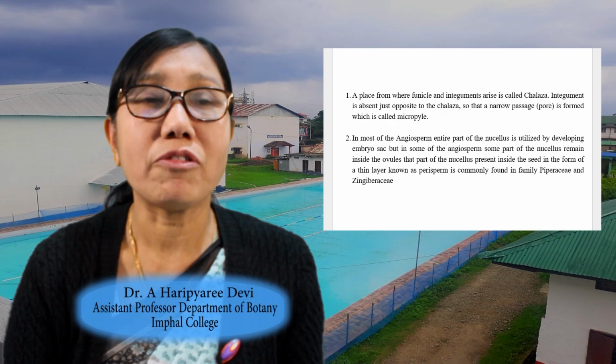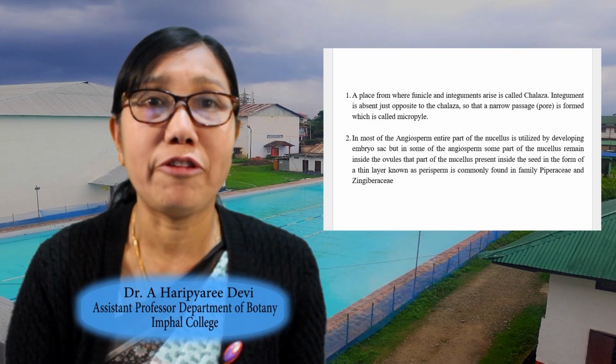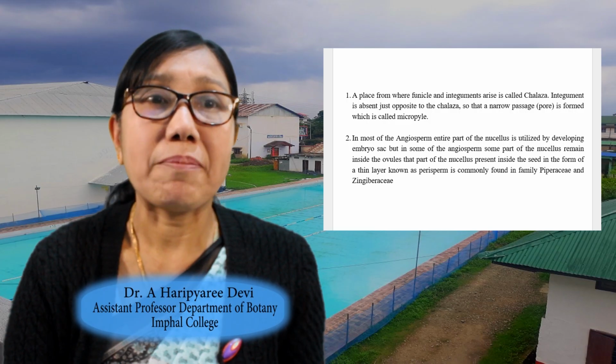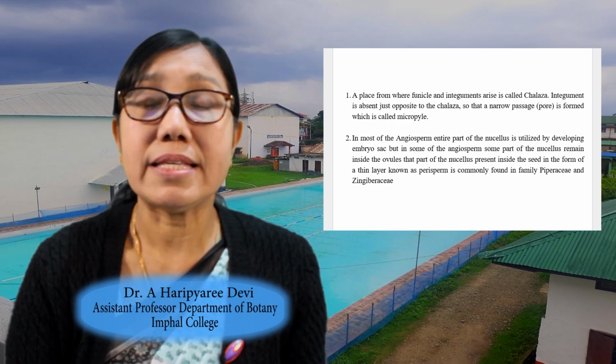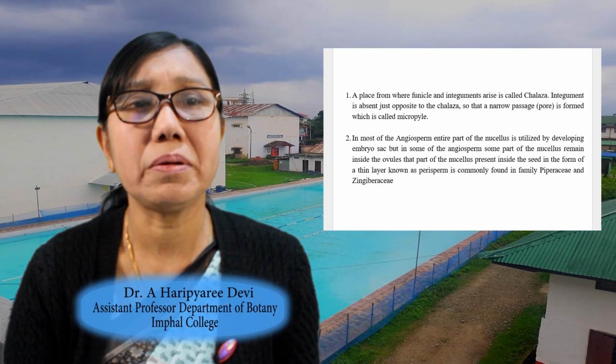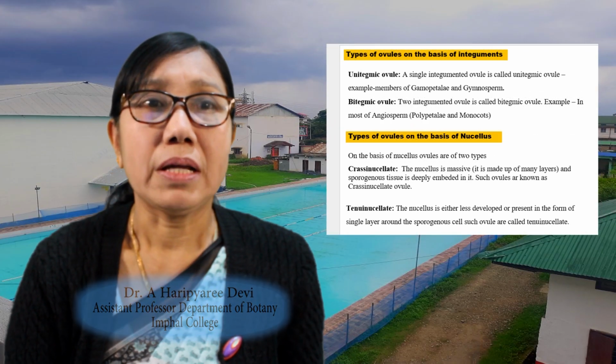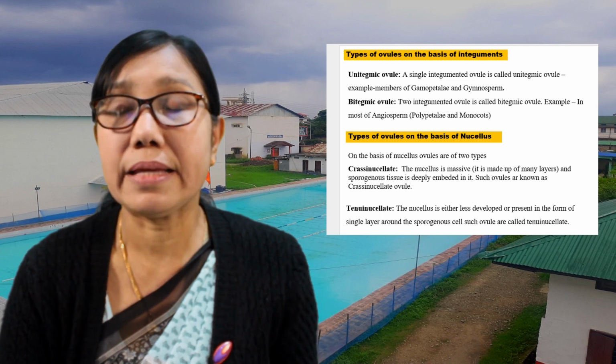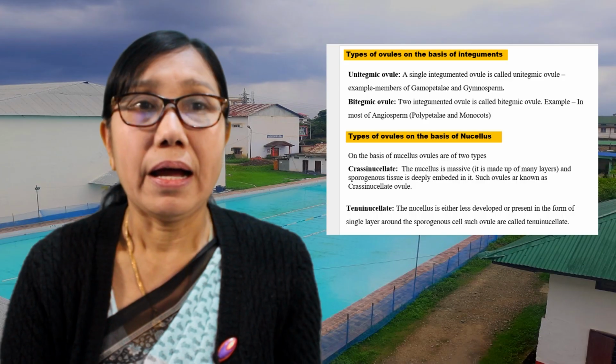It is commonly found in some families, namely Piperaceae and Zingiberaceae also. According to how many integuments are present, based on these integuments, there are two types of ovules.